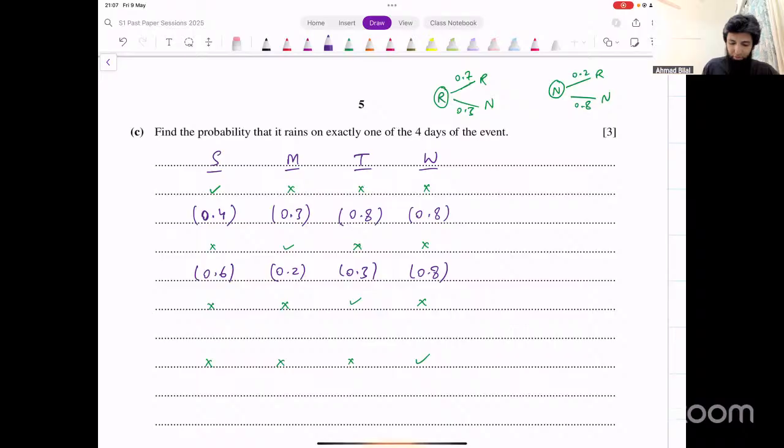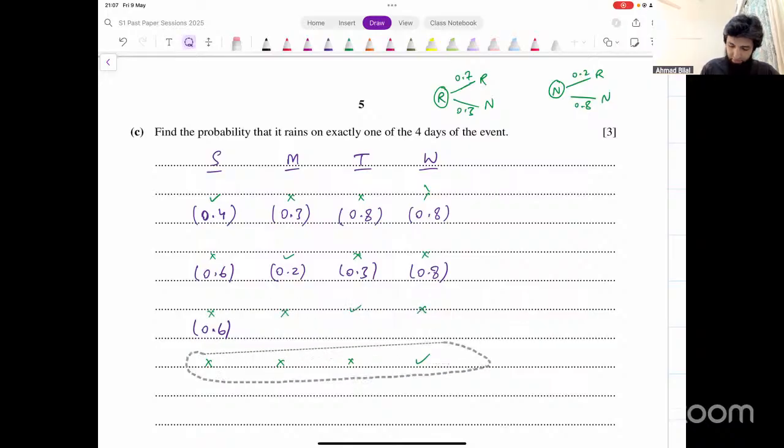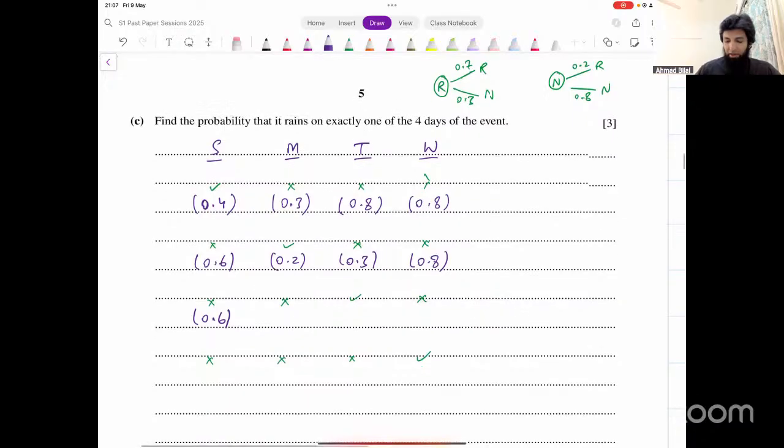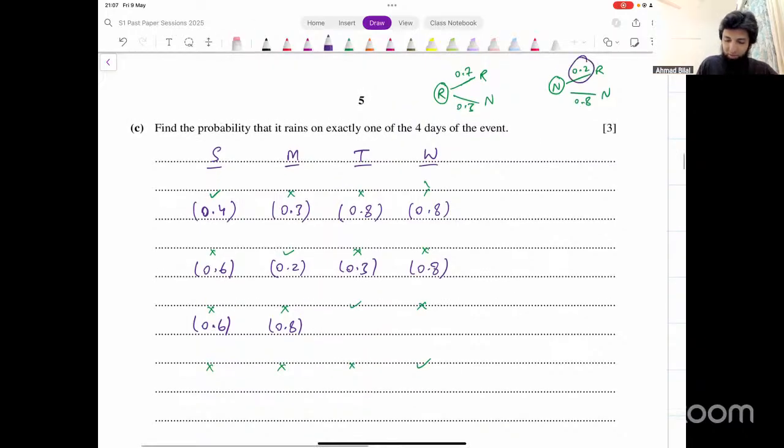Again, probability of it not raining on Sunday, that's 0.6. If it did not rain on Sunday, the next day as well, the probability of not raining is 0.8. Multiply by 0.8. Now the next day it has to rain. So if it did not rain the previous day, probability of it raining the next day, that's 0.2. And now it has rained on Tuesday. So next day probability of not raining is 0.3. This is what we get.